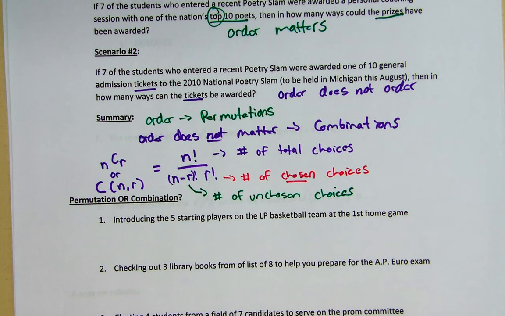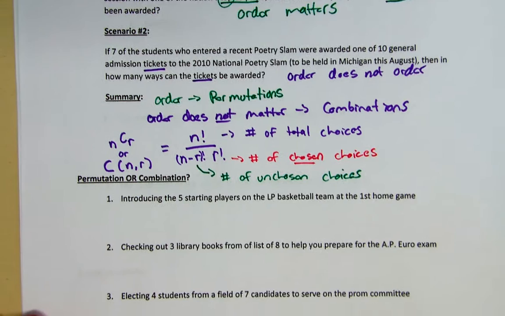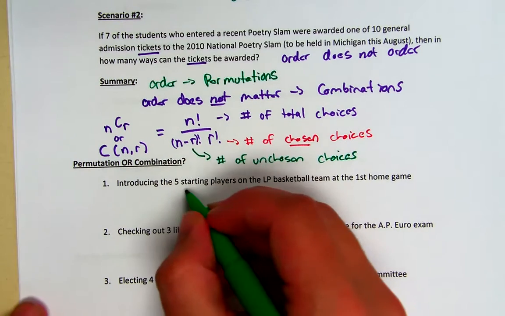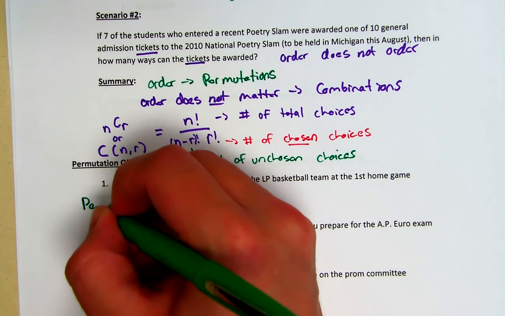So now, since we have permutations and combinations, we really got to pay attention to the wording of these different problems. So why don't you take a second, go through these, and see if it's a combination or permutation. So look for keywords that maybe go with order mattering. Alright, so once you've done that, hopefully you have, let's go through it. So introducing 5 starting players to the basketball team. So we're introducing those players. The order does matter, so this is a permutation.